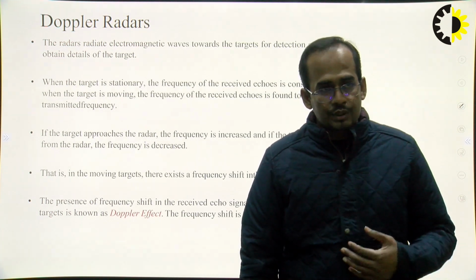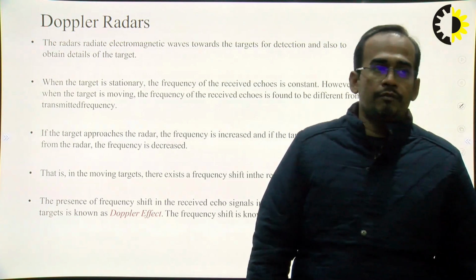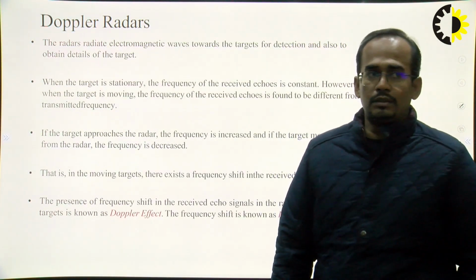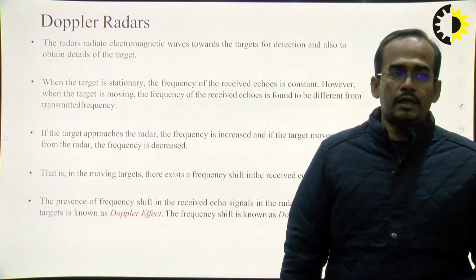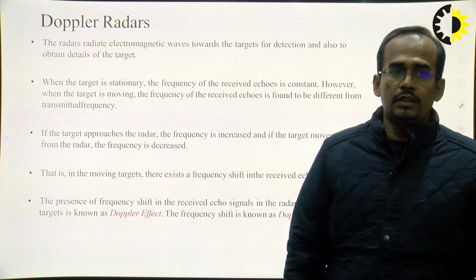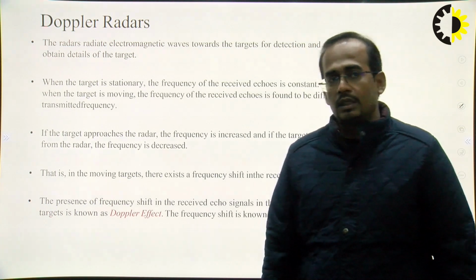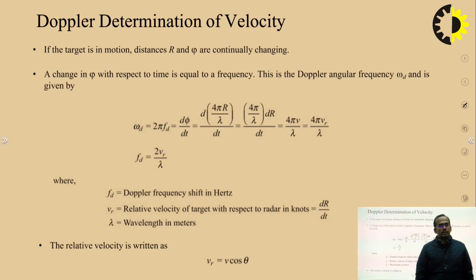If the target approaches the radar, the frequency is increased, and if the target moves away from the radar, the frequency is decreased. So in the moving target, there exists a frequency shift in the received echoes. The presence of frequency shift in the received echo signal in the radar due to moving target is known as Doppler effect. The frequency shift is known as Doppler frequency.